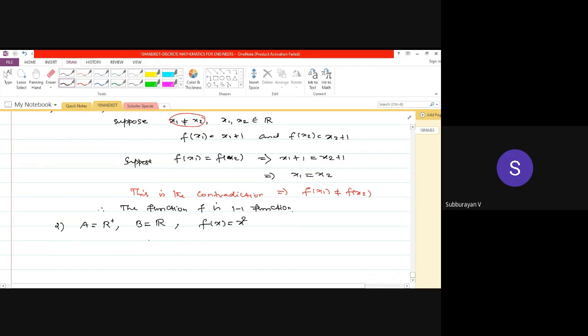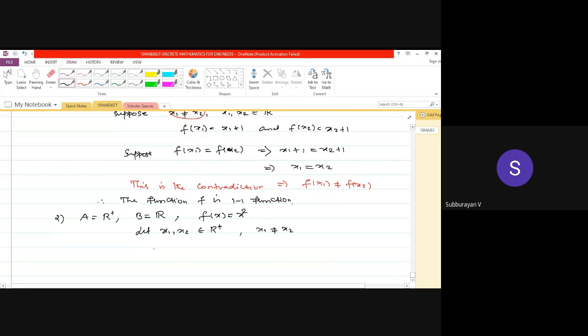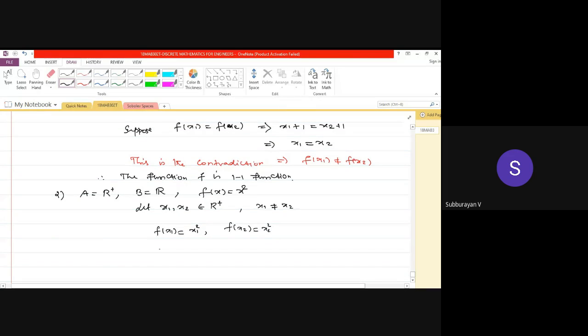Okay, now let x1, x2 belong to R plus. That is, they both are positive real numbers, and x1 not equal to x2. Then what is your f of x1? f of x1 is equal to x1 square, and f of x2 is equal to x2 square. Suppose f of x1 is equal to f of x2, then what will happen? Which implies x1 square is equal to x2 square, isn't it?